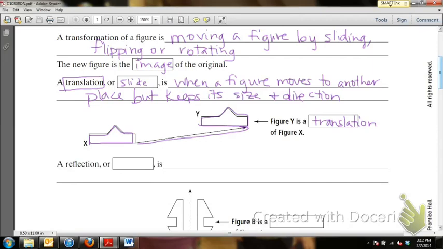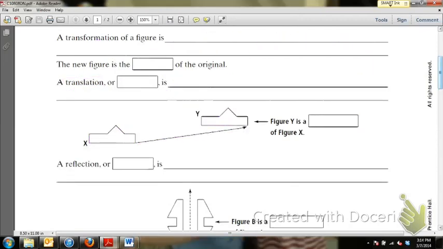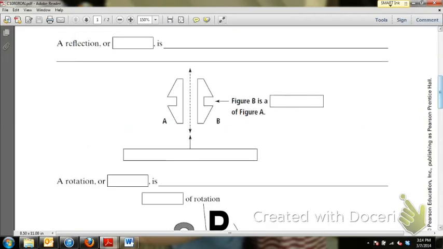The next one is a reflection. Reflection is like a flip. So it's when a figure is reflected or flipped over a line.